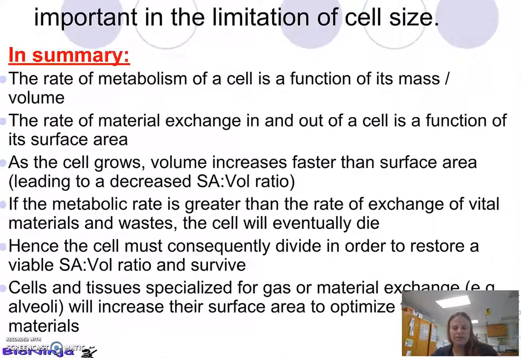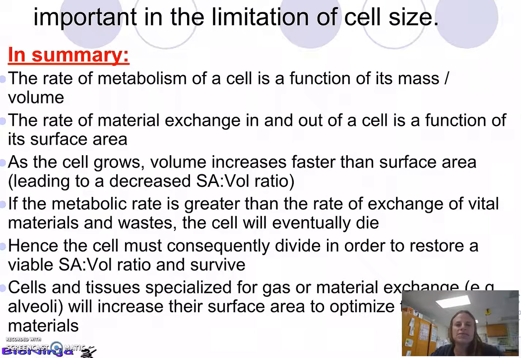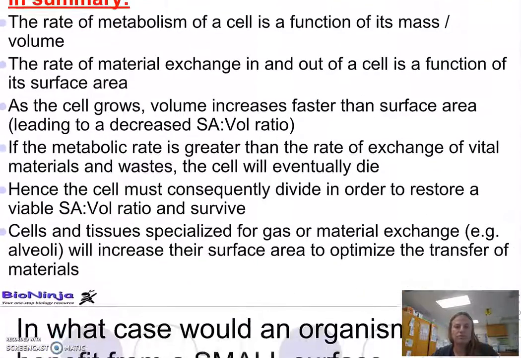So in summary, the rate of metabolism of a cell is a function of its mass or of its volume. The rate of material exchange in and out of cells is a function of its surface area. And as that cell grows, the volume increases faster than the surface area, which will then decrease my surface area to volume ratio. And that's not what I want. I want a large surface area to volume ratio in order to maintain my metabolic rate. In other words, in order to maintain the materials coming in and the materials coming out.